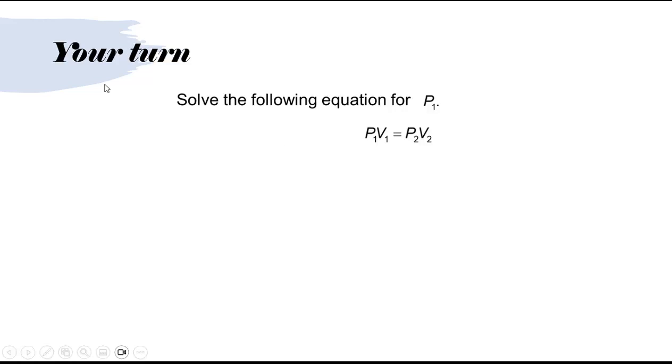Okay, your turn. Can you rearrange this equation for P1? This is the ideal gas law type of equation that we'll learn about later in the semester. Here we have P1 V1 equals P2 V2. If we want to solve for P1, all we have to do is divide both sides by V1, such that we end up with P1 equals P2 V2 over V1. As long as P1 is by itself, we have solved or rearranged the equation.